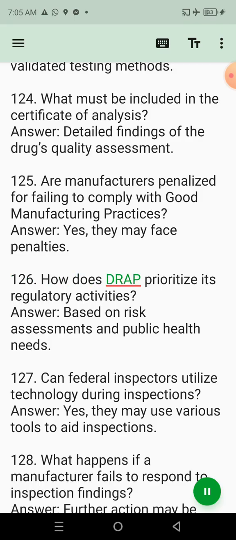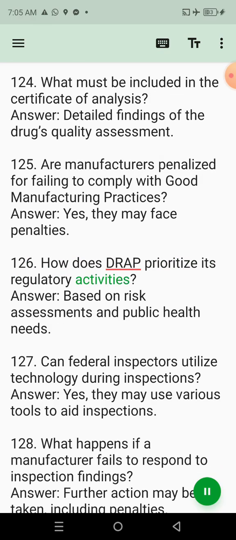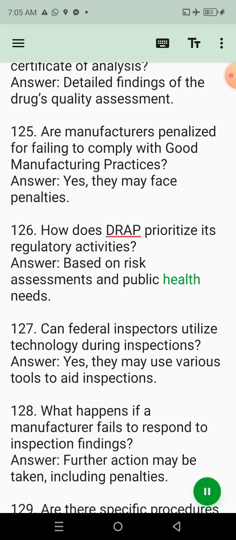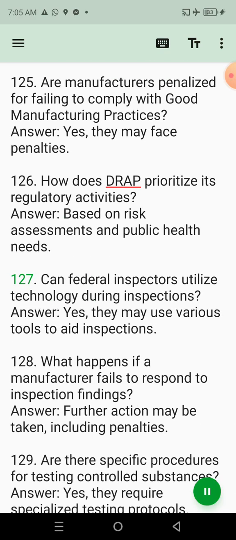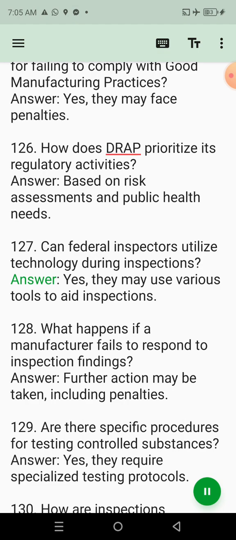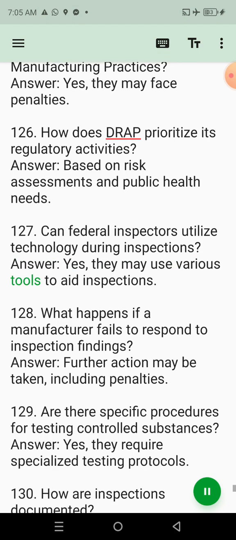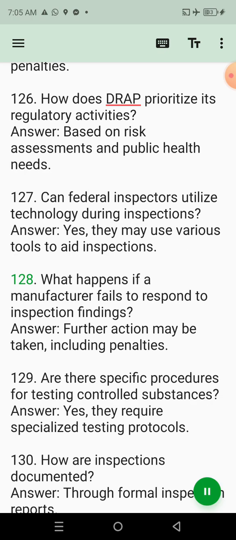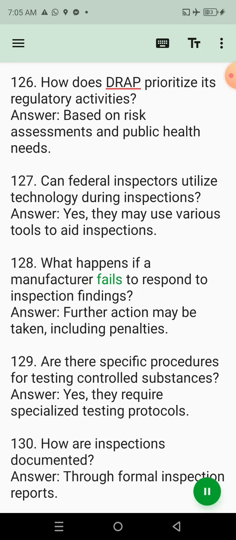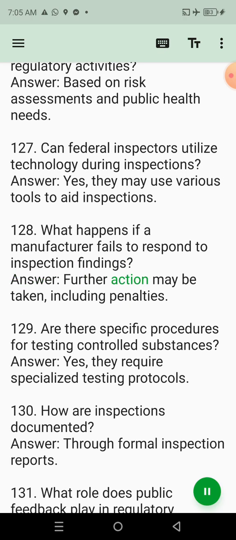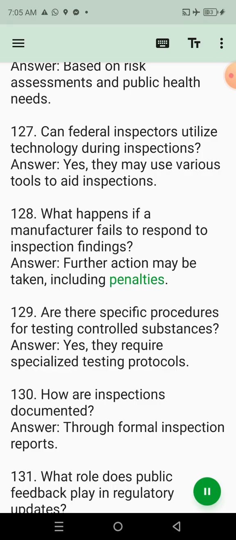126. How does DRAP prioritize its regulatory activities? Answer: based on risk assessments and public health needs. 127. Can federal inspectors utilize technology during inspections? Answer: yes, they may use various tools to aid inspections. 128. What happens if a manufacturer fails to respond to inspection findings? Answer: further action may be taken, including penalties.